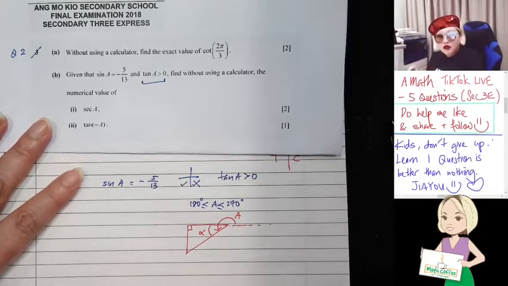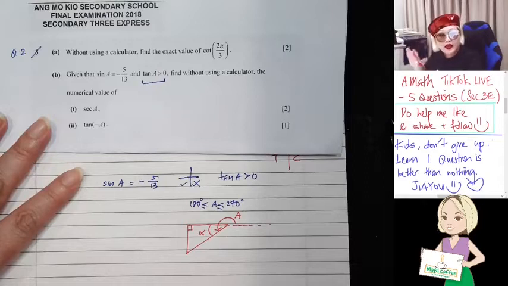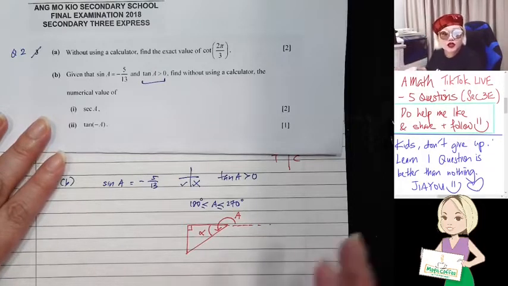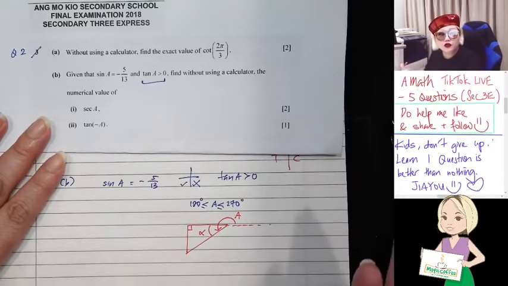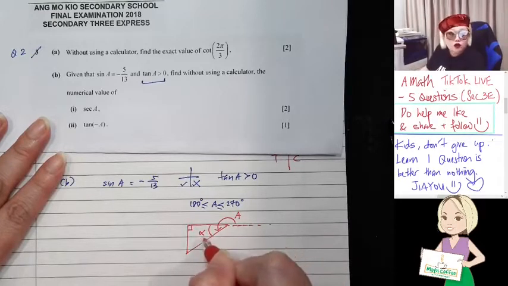Okay, a lot of times students like to write A inside, but please take note. A is not necessary to be your basic. For this case, you see, your A is an angle between 180 and 270 degrees. So it doesn't make sense that you label the acute to be A. Understand? So I will label the acute to be basic angle.